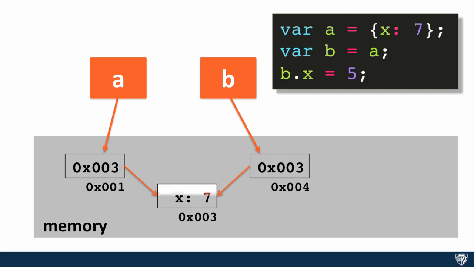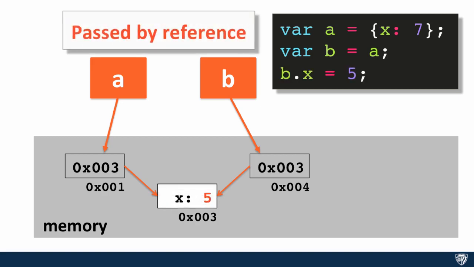So finally, when we update b.x equals 5, what we're actually updating is the memory location where b is pointing to, and that is the memory location 003. The value, the direct value of b, still stays the same. It's the value that it's pointing to that is changing. And since both a and b are pointing to the same value, the end result is that both are pointing to a changed value. And this is what's called pass by reference.